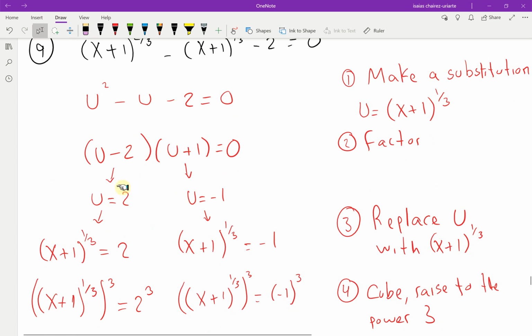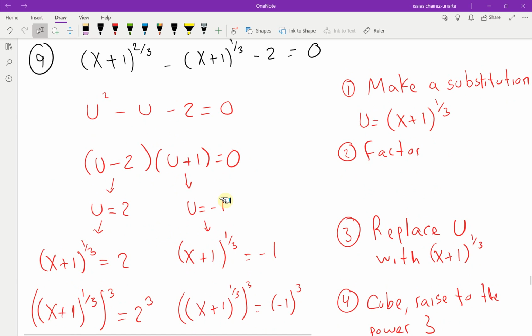Okay, so that gives me solutions u equals 2 and u equals negative 1. But I did start with the variable x. So I'm going to replace u back with (x plus 1) to the 1/3. So u equals 2 becomes (x plus 1) to the 1/3 equals 2. U equals negative 1 becomes (x plus 1) to the 1/3 equals negative 1. And now I gotta solve these equations for x.